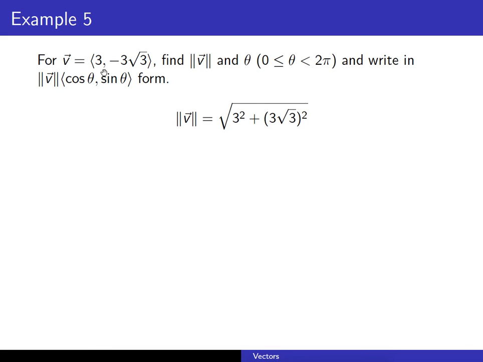Well, first up for the magnitude, we have 3 squared plus 3 radical 3 squared. Make sure the 3 radical 3 is in parentheses. Also might want to avoid the negative sign again. When we do this, we get 9 plus 3 squared is 9 times 3 is 27. 9 plus 27 is 36, and the square root of 36 is 6. So the magnitude of our vector is 6.